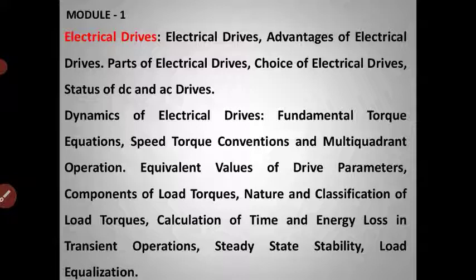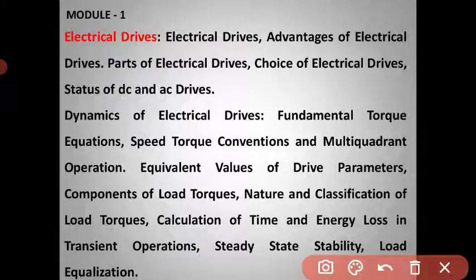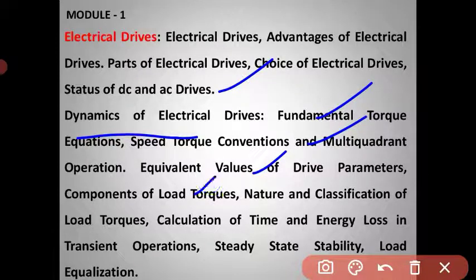Let us have the syllabus: electrical drives, advantages of electrical drives, parts of electrical drives, choice of electrical drives, status of DC and AC drives. Next is dynamics of electrical drives. Under this: fundamental torque equation, speed torque conventions and multi-quadrant operation, equivalent values of drive parameters, components of load torque, nature and classification of load torque, calculation of time and energy loss in transient operations, steady state stability, load equalization.